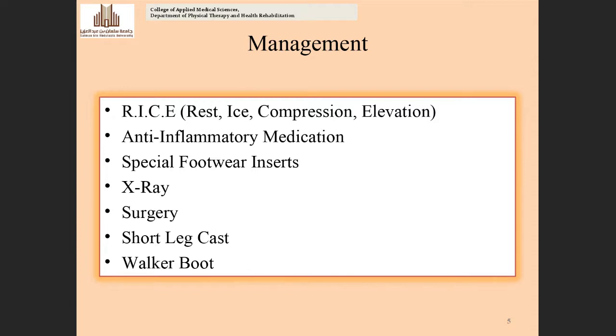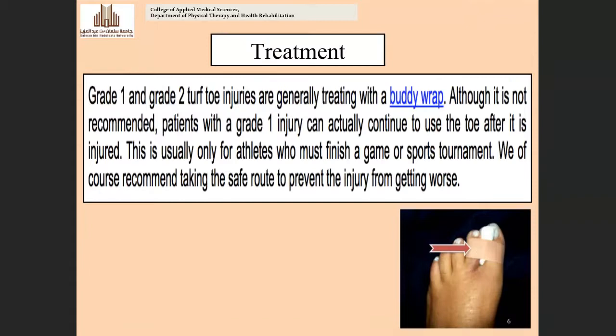If you find a grade 3, or severe type of turf toe, the person may be indicated for surgery to repair or stabilize the joint. After surgery, you may go for some type of cast and walker boots. These are the general management options for turf toe.